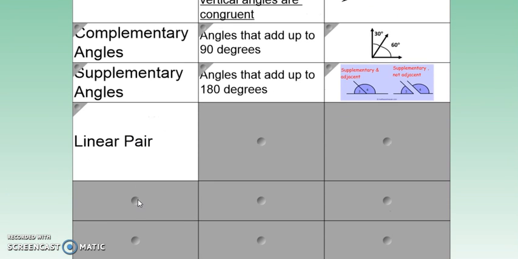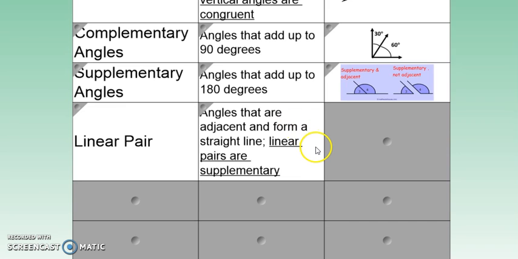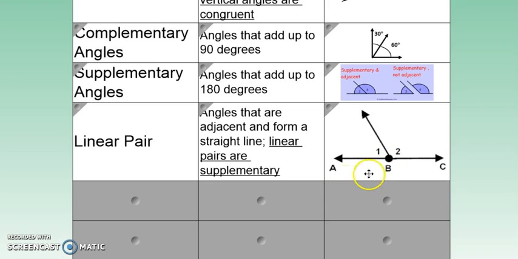So then we have a linear pair, and actually the example above is a linear pair. A linear pair is angles that are adjacent and form a straight line, and linear pairs are supplementary. They have to be adjacent and form this straight angle, and so that's a linear pair. You could think about how the two angles form a line, and there's two of them, so linear pair.